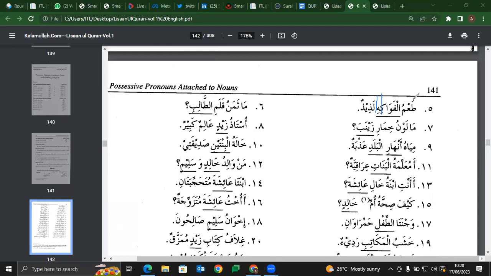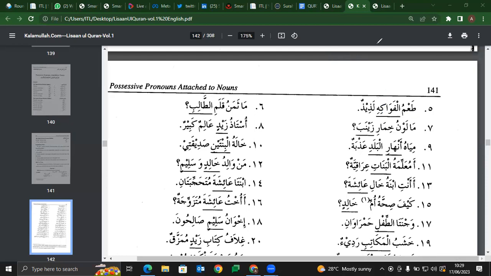So Ta'amu is mudaf. Al-fawakihi is mudaf ilayhi of ta'amu, right? And then al-fawakihi in its own right is mudaf of laziz, and laziz is mudaf ilayhi of fawaki. Al-fawakih is mudaf, and its mudaf ilayhi is this ha. So you have ta'amu as mudaf, al-fawakih as its mudaf ilayhi, and then the ha, which is mudaf ilayhi of al-fawakih.